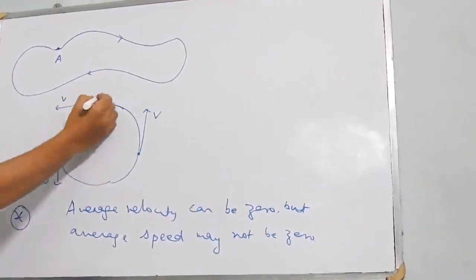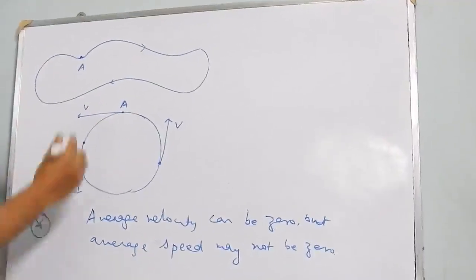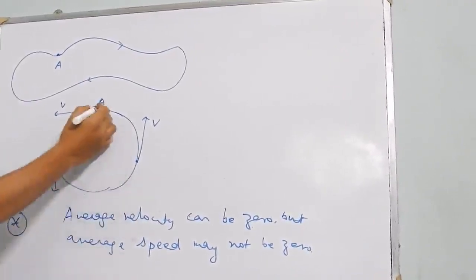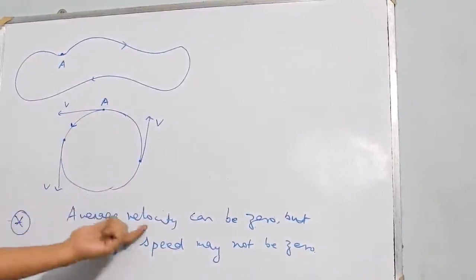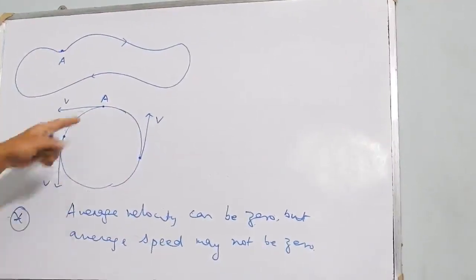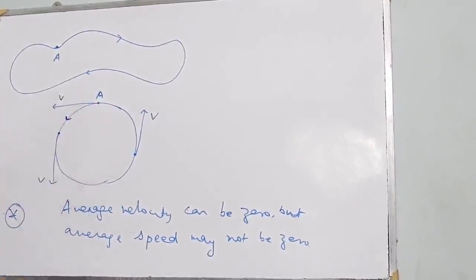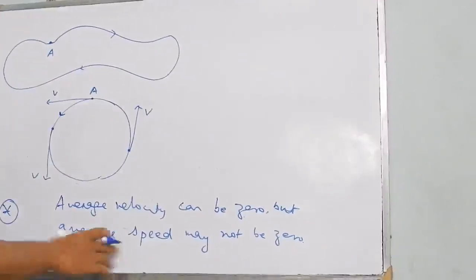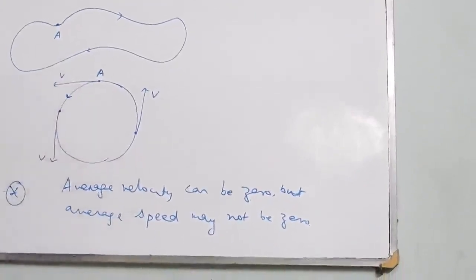Suppose the body starts its journey from the point A, it follows the circular path in an anti-clockwise manner, and it again comes back to the point A. Then obviously the displacement is 0. In that situation you can say that the average velocity is 0. But in this situation, if the body starts from this point and comes back to this point again, then it has covered a distance that is equal to the circumference of the circular path. And so average speed is distance by time, and so average speed is not 0, but the average velocity is 0.